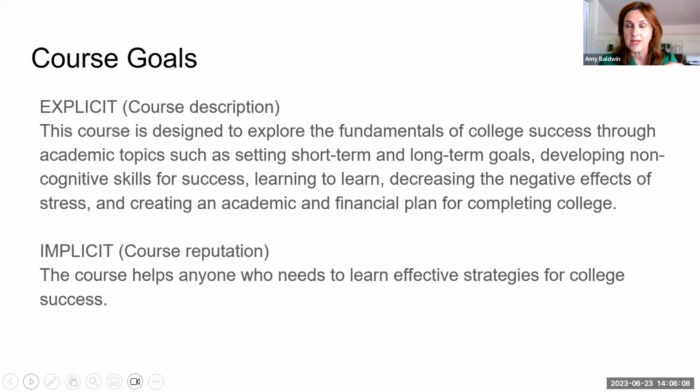You may be familiar with our course goals. They are included explicitly in the course description. They're also explicitly written in our course learning objectives, but there's also an implicit goal, and that is often gathered through course reputation or some of the feedback that we get from students. Really what I want this course to do is equip students with those strategies, habits, behaviors, and information about resources that are going to help them succeed in college.